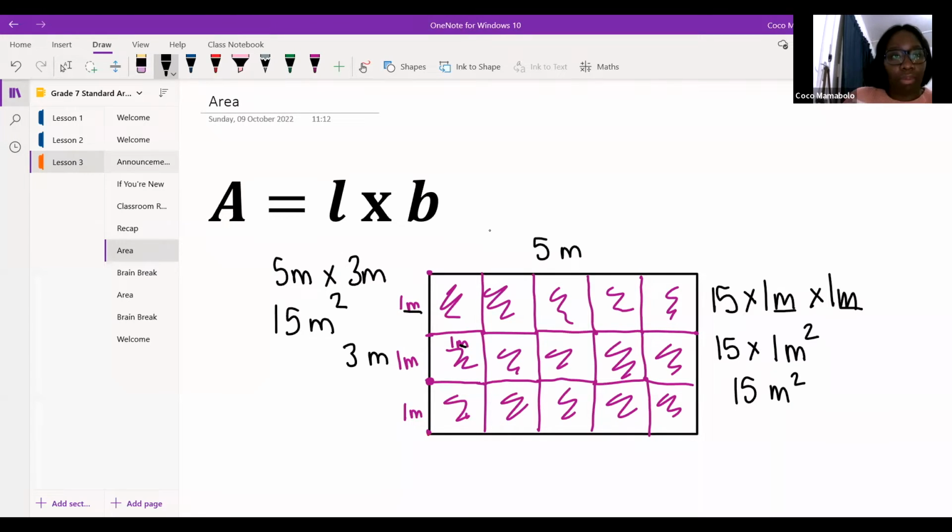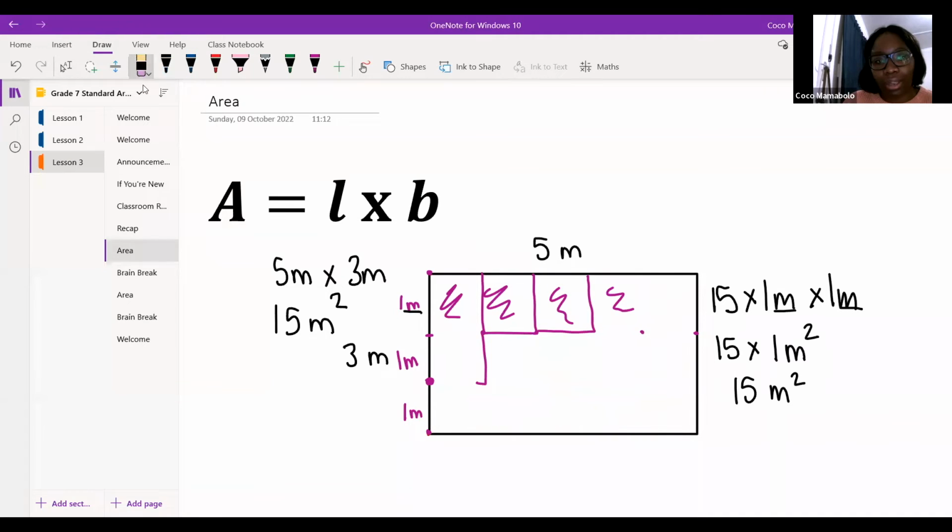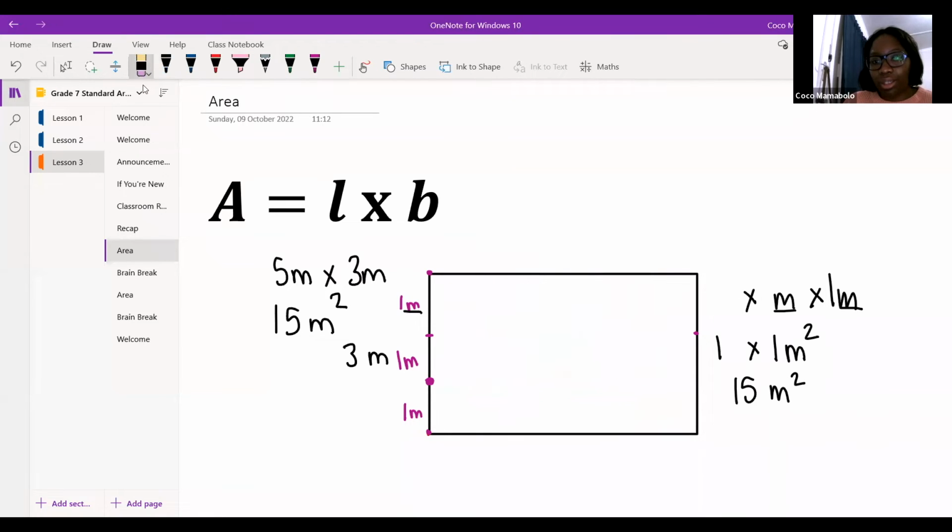Okay. Now I'm going to ask you guys a simple question. We're just going to be using the formula. Okay. If I said to you guys, yes, Rolibua.